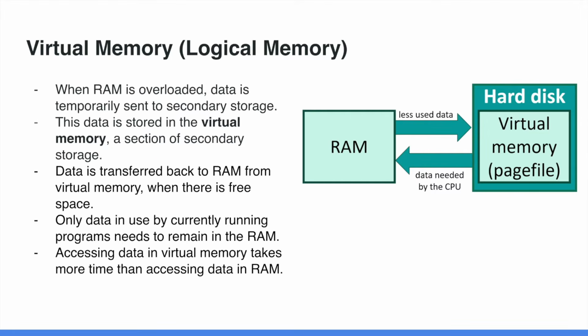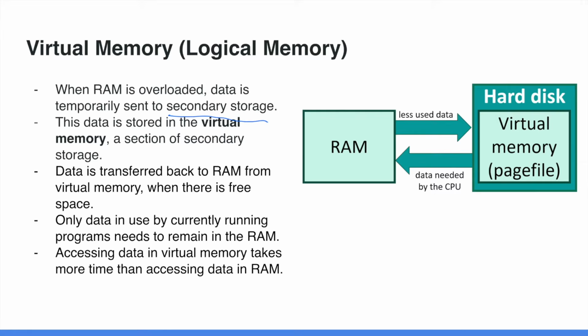So now the next concept we're going to talk about is virtual memory. Basically, we use virtual memory when the RAM is overloaded. So if we are executing too many programs at the same time and too much RAM is being taken up, data is temporarily sent to secondary storage, meaning our hard drive. Now, in our hard drive, there's going to be a section called virtual memory. And that virtual memory is where this data that can't be stored in the RAM is going to be sent. So basically, overflow from the RAM is being sent to the virtual memory.